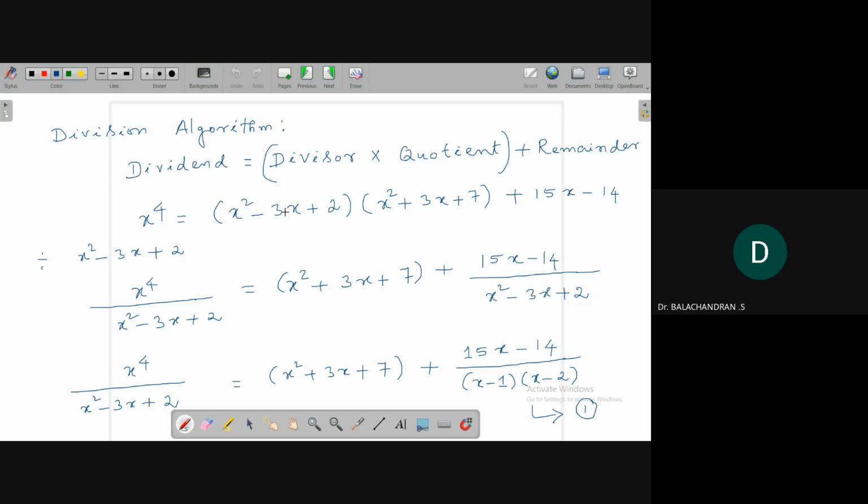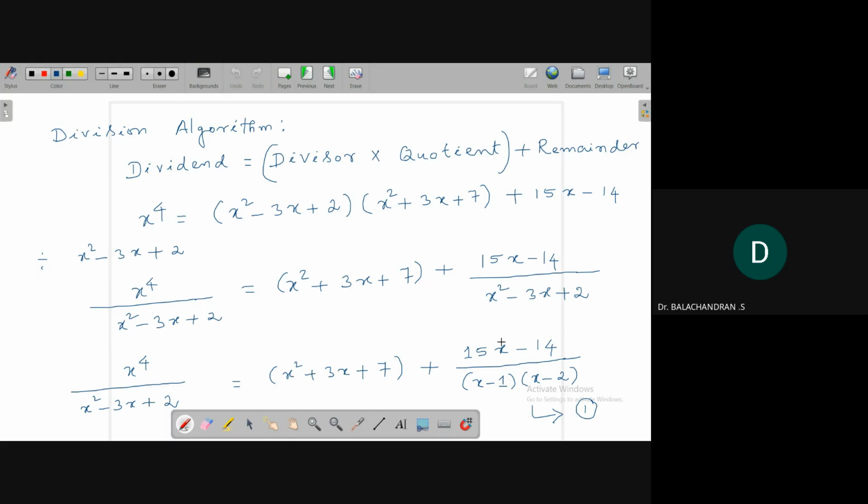Now throughout divide by the divisor. What is the divisor here? x square minus 3x plus 2. So divide both sides. What you will get? x power 4 by x square minus 3x plus 2 is equal to, we are getting only this term, that's the quotient term, x square plus 3x plus 7, plus 15x minus 14 by again the divisor. What is the divisor? x square minus 3x plus 2. Actually, this is y. Now, the same thing, there is no change here.